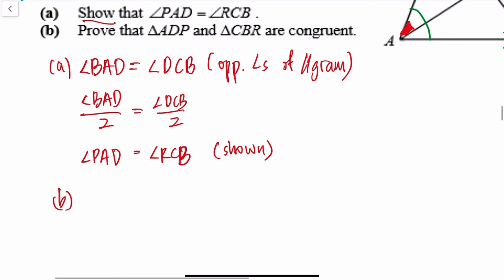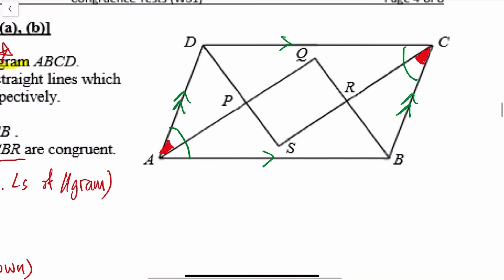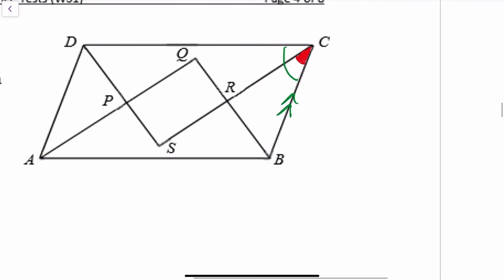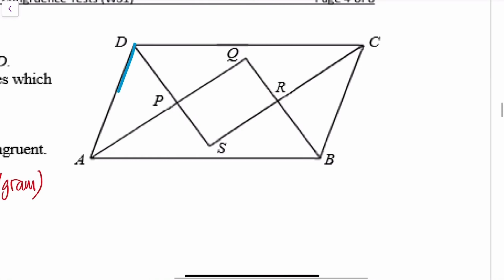Part B, now they want us to prove that ADP and CBR are congruent to each other. So I hope you still remember that there are a few congruency tests, and we need to decide what information are given to us. Okay, so before we start doing, let us take a look at the triangle. I'm gonna erase all these markers here, so I can have a clean look. Once again, please use pencil when you are labeling on the diagram. Okay, now they want you to prove these two triangles to be congruent to each other.